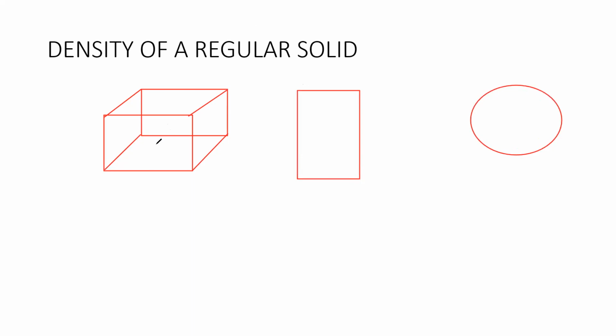What is the formula for the volume of the cuboid? If we want to find the volume, it will be length multiplied by width multiplied by height, because length into width will give us the area. I'm talking about the volume. So it will be length into width into height.